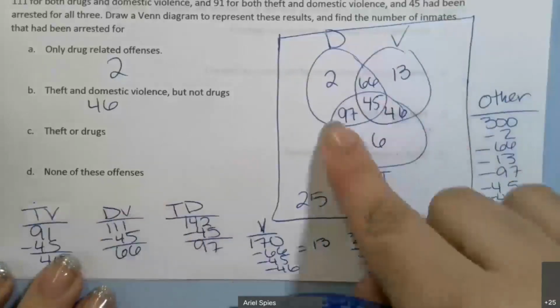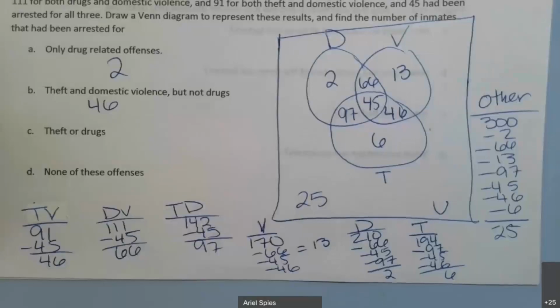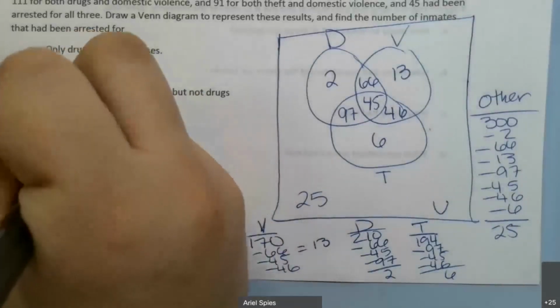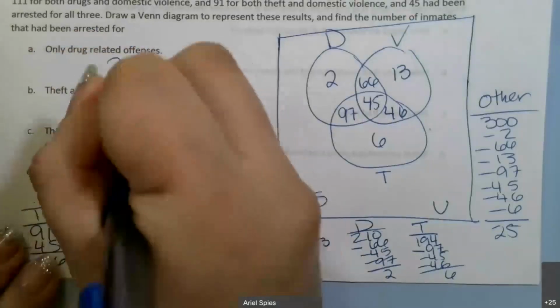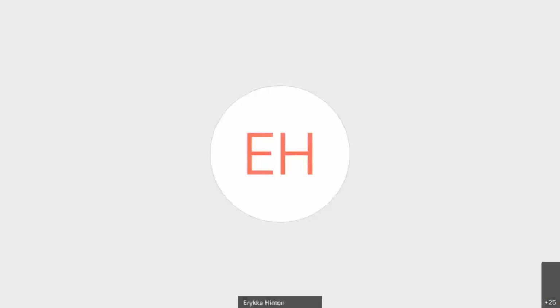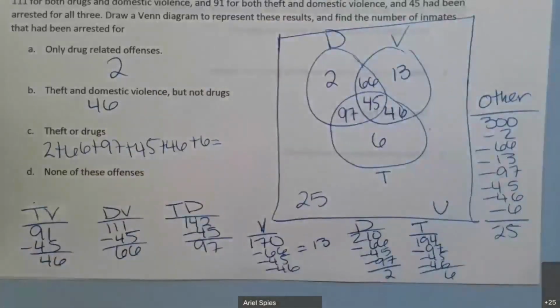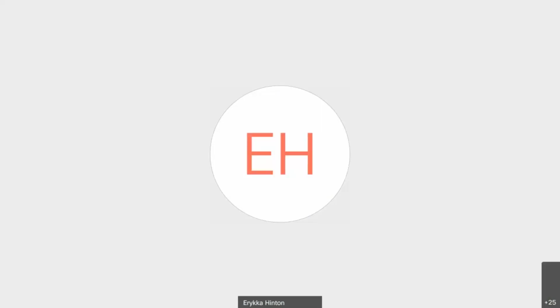So what I have to do is add all those numbers inside the two circles. So I'm going to add 2, 66, 97, 45, 46, and 6. Start at 262. Yeah, 262.